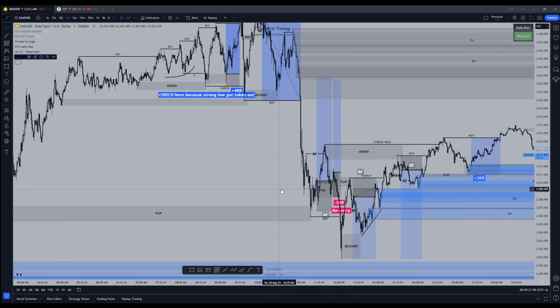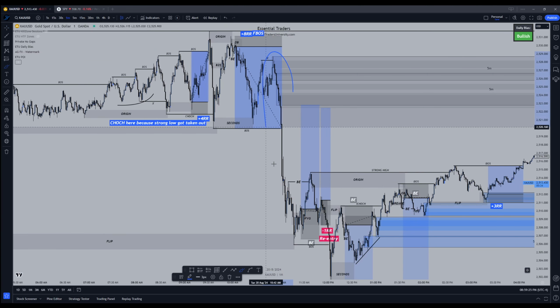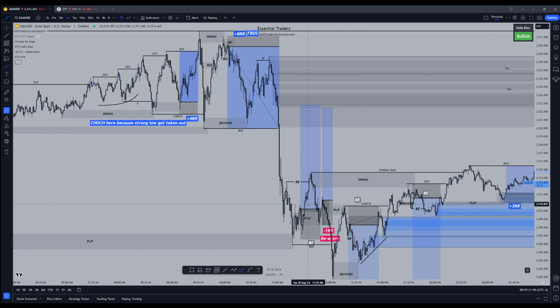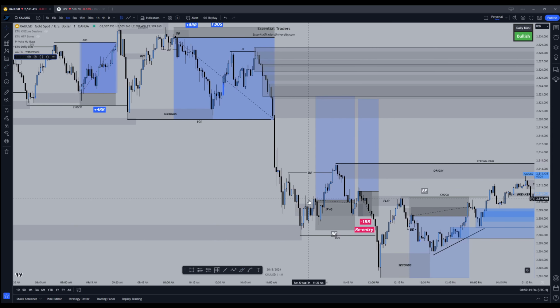Why is this not high quality also? Because we just dumped like crazy, right? And typically, yes, when we dump, we will get some sort of slow retracement, like I tell you guys. However, it's going to be a lower win rate to try to catch the very bottom of that retracement.